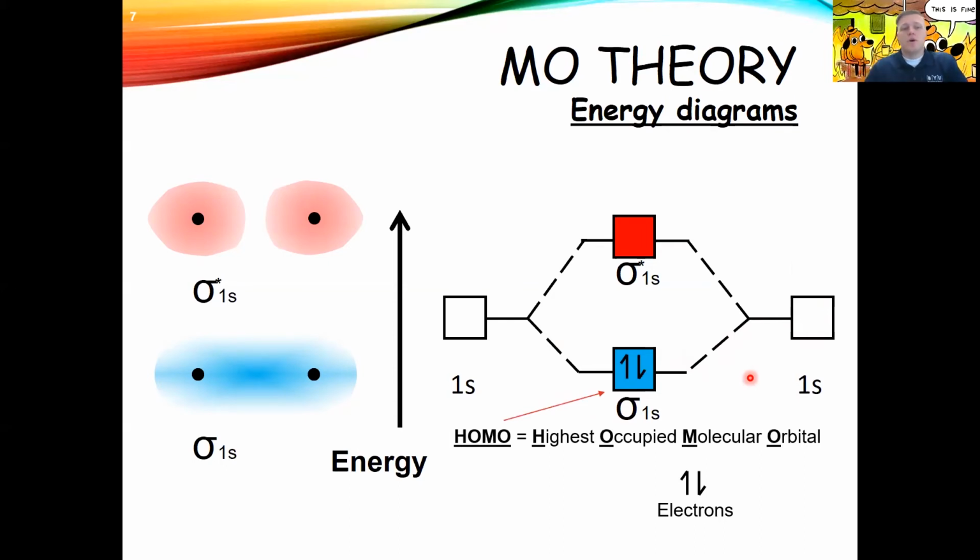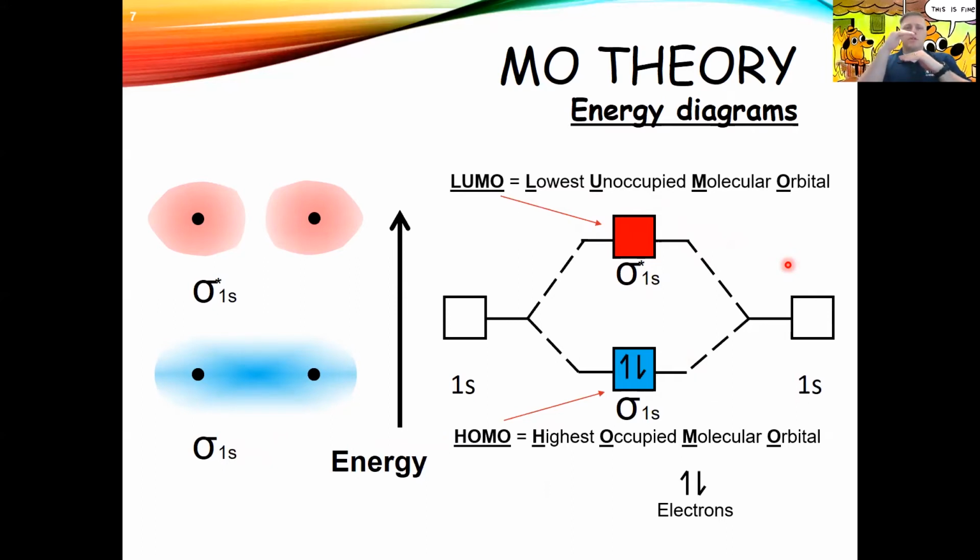It's the HOMO. And then the other term I'm going to introduce to you here is the LUMO, the lowest unoccupied molecular orbital. So this idea of HOMO and LUMO, the HOMO is always right below the LUMO. They're always right next to each other, so you always think of that as a pair. The HOMO is a measure of how full your molecular orbitals are, and your LUMO just tells you where the next open one is.